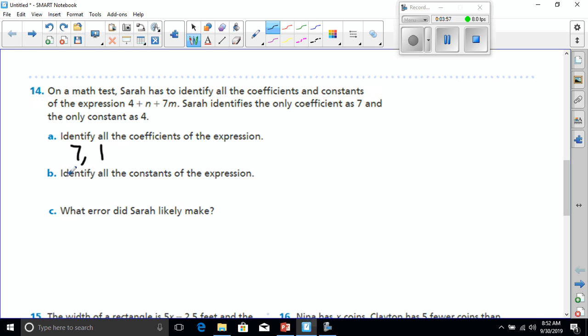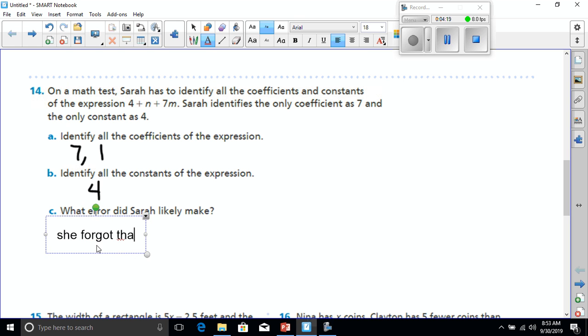All right, now we can identify all the constants of the expression. A constant is a number that never changes, so that's going to be 4 because it has no variable with it. And what error did Sarah most likely make? Well, she forgot, let's see, let's put it over here and type it. She forgot that every variable has at least 1 for a coefficient.